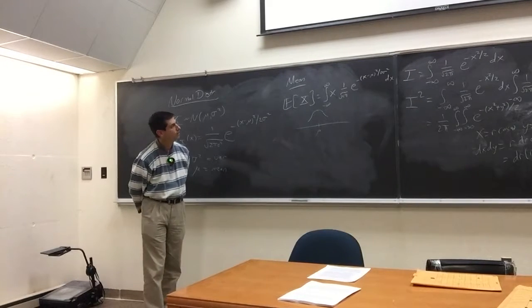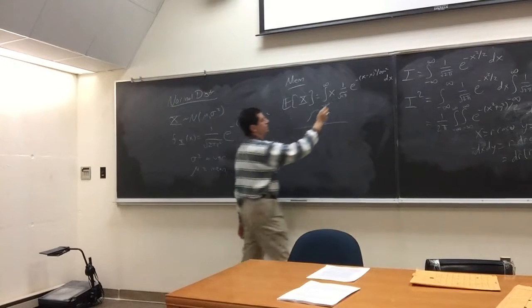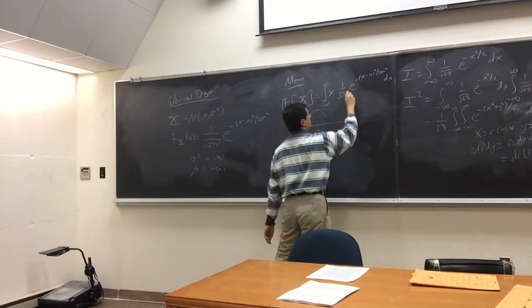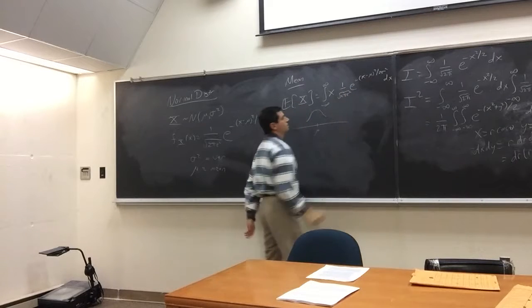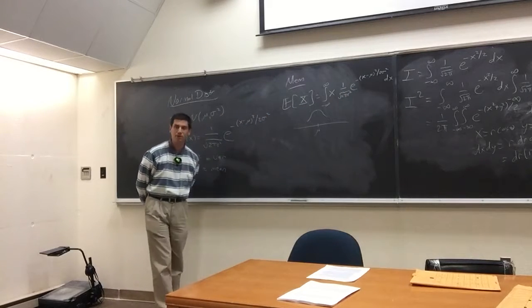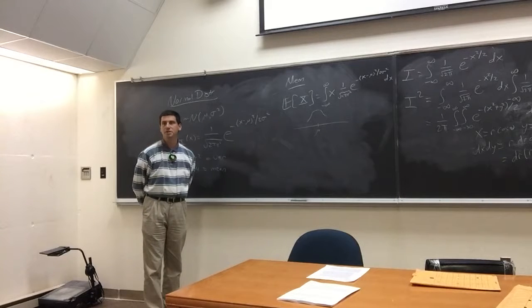Yes? Shouldn't there be a sigma? There should be a sigma squared down here. Yes, thank you. So the distribution is symmetric about x equals mu. Mu should be the mean. Okay?